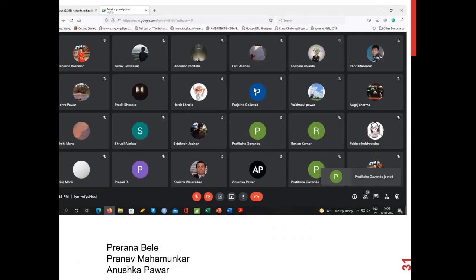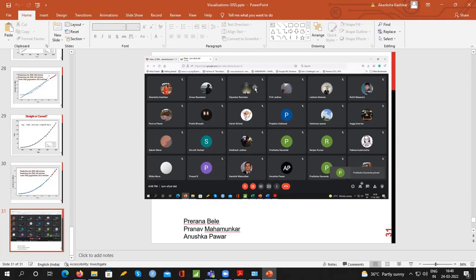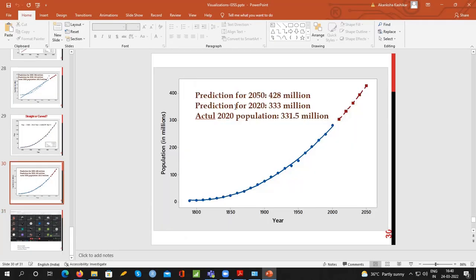These are some of the points which you need to keep in your mind when you are trying to draw graphs on your own.